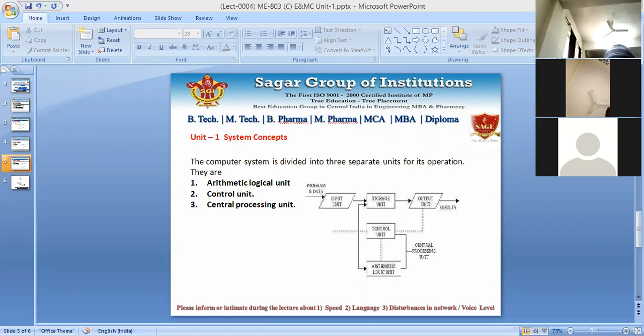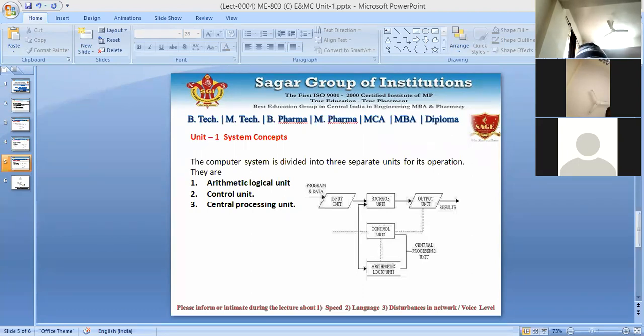Okay, then comes the control unit. What is the control unit? This is the next component of the computer. What does it do? It acts like a supervisor, supervising the things, like whether they are being done in a proper manner or not. The control unit is responsible for coordinating various operations using time and signals.